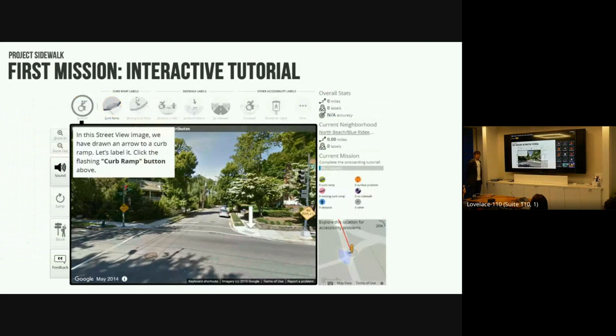The first mission is an interactive tutorial. It's kind of like when you download an app these days, you get heads up information about how to use that app. And we do the same thing here. It's difficult. We need to train you both on how to analyze the built environment for accessibility, something that you probably have not done, and we need to train you on the interface. And we need to do that in about 4 minutes or we lose you. So it's a difficult interaction design problem, but I think the tutorial is fairly good.